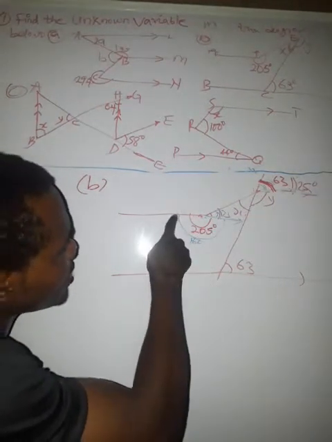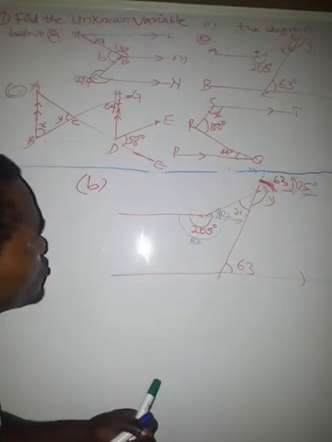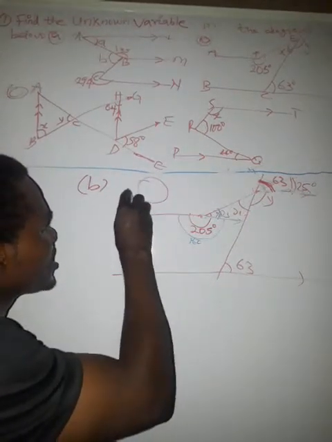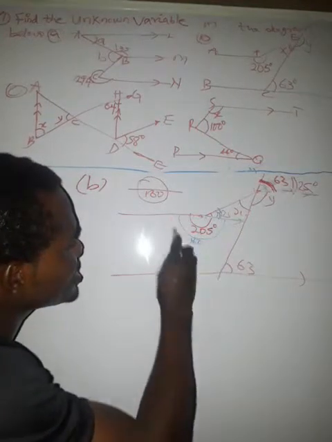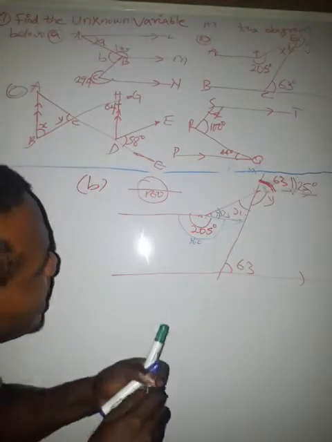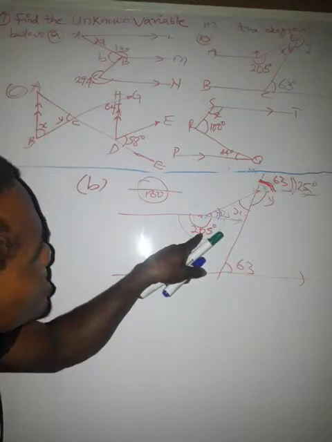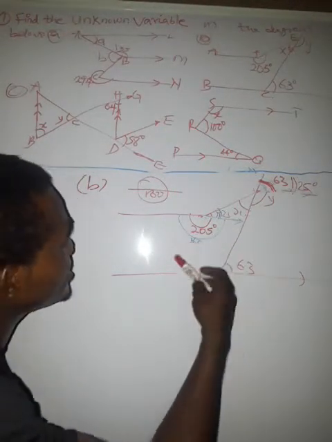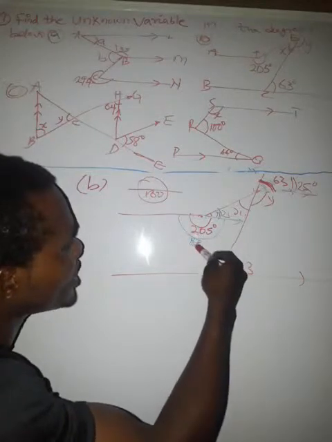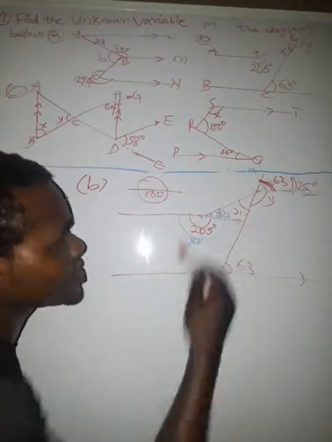I said angle on a straight line, which means half of a circle. If a circle is 360, half of a circle is 180. So that is what is here. Here now is 180. So what will I add to 180 to make it 205? That is why I subtracted 180 from 205. I have 25.